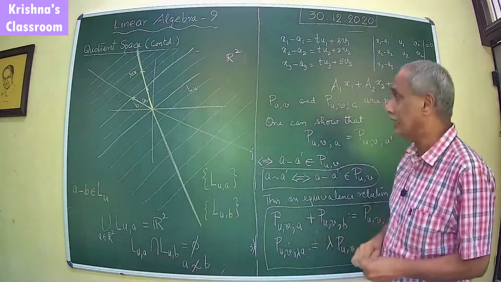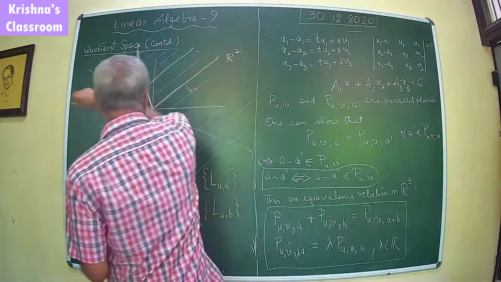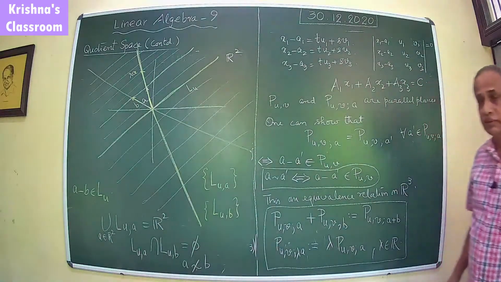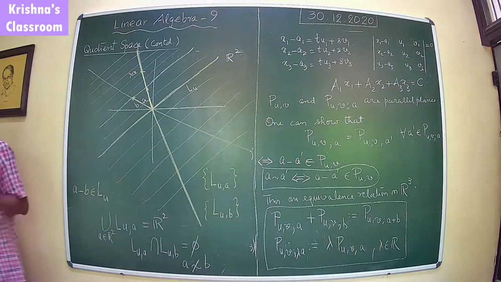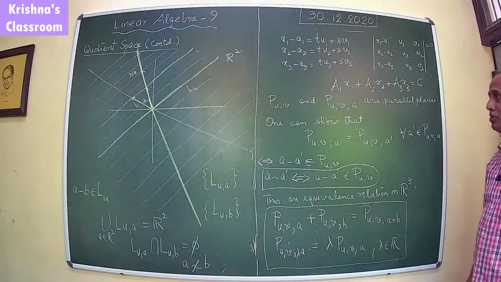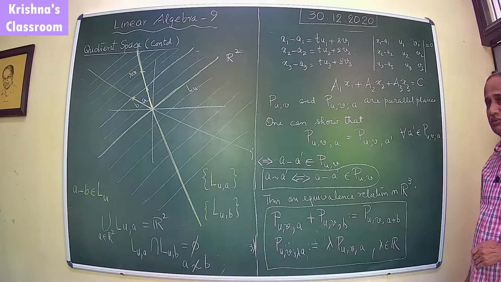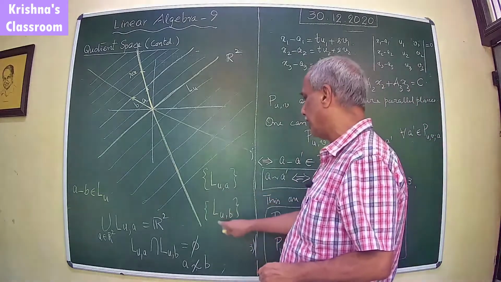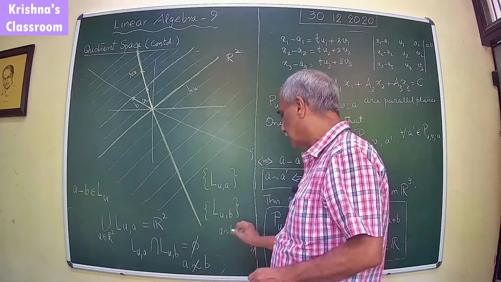In fact, you see that once this line is given, original line is fixed, there are infinitely many lines in R2 which can, along with the line LU, generate the whole of R2. Not just one line, but infinitely many lines. Now this is the important point. So everyone generates the same parallel lines. Because of this identification, LUA can be identified with LUB provided A and B are related.